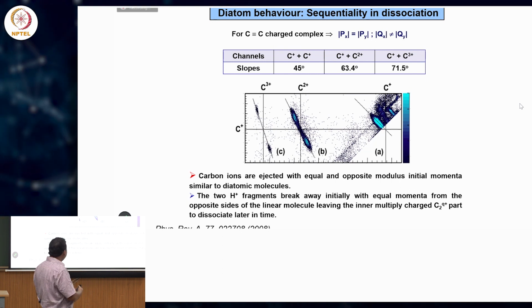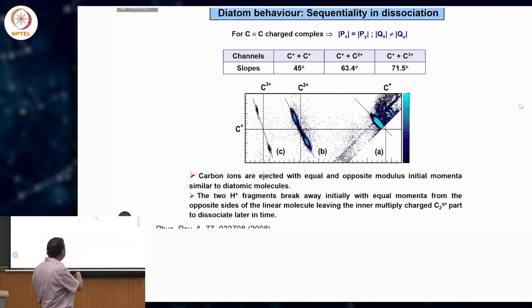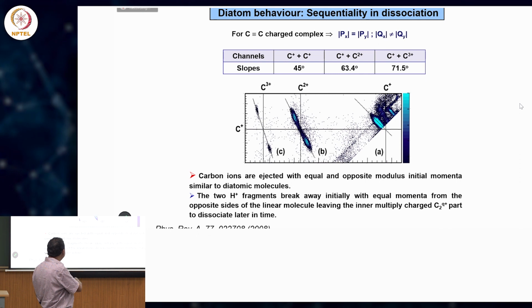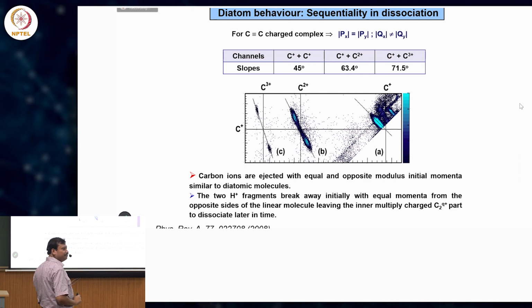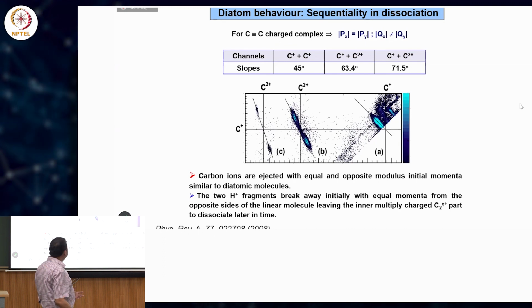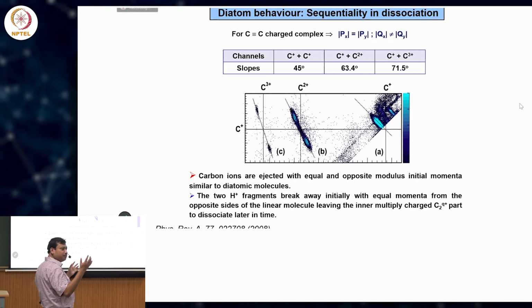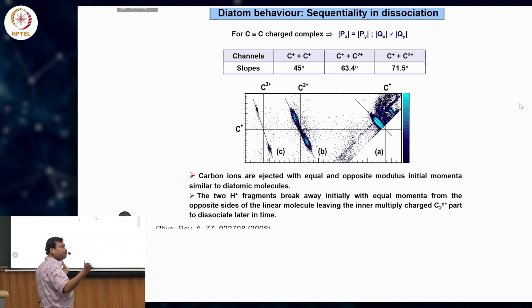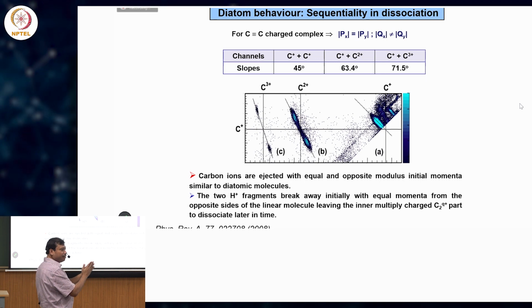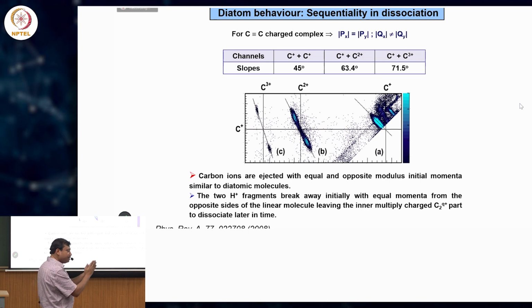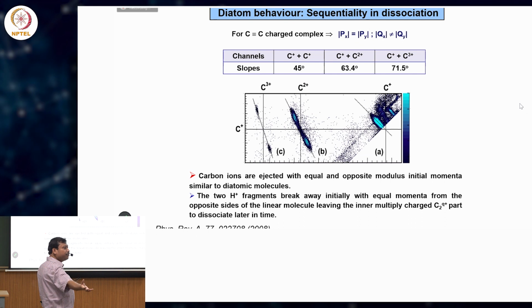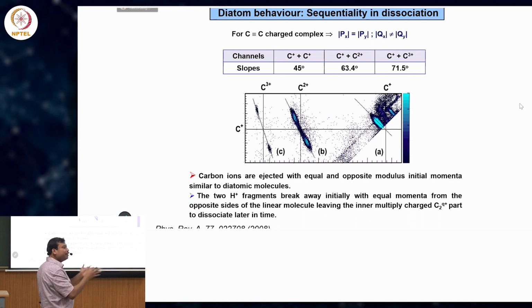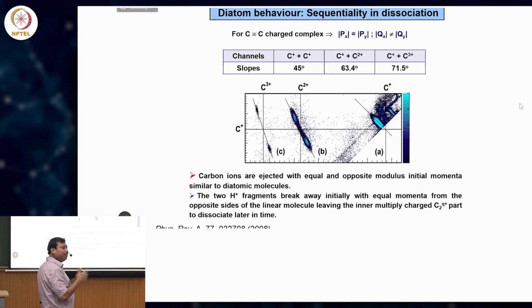So exactly what slope you should get by nitrogen plus or nitrogen plus nitrogen 2 plus, you are getting by C and C. So it shows that yes, if they break at the same time, things will be different. This broke away at certain times, meaning the hydrogen broke away, the central C was still not broken. After that, when the central C broke away, it does not have any effect of hydrogen. So it's like diatom breaking, C2 molecule breaking away.